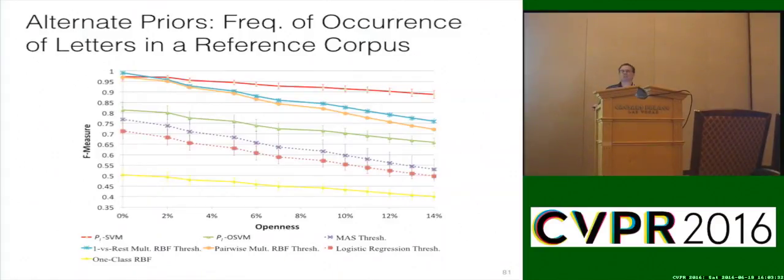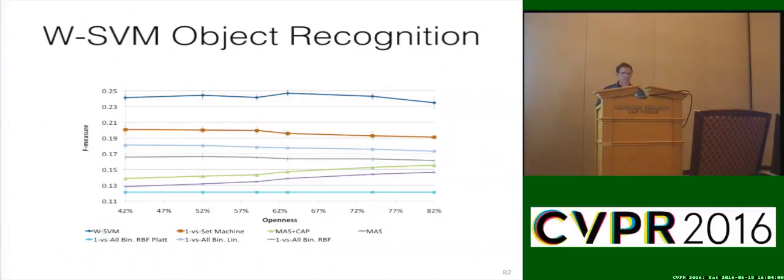Another question, since we're dealing with letters, you could ask, well, what happens if my domain had different frequencies of occurrence? So if we use a reference corpus and ask, well, maybe it's the one class we're rejecting things are just really unlikely. The performance in terms of S measure, again, the Pi SVM does much better. The one versus rest with multi-class thresholding does better than it did before because there was a frequency effect, but it isn't very large.